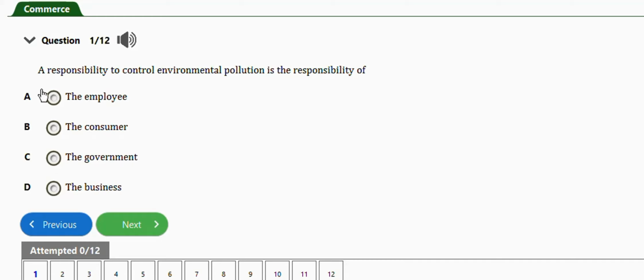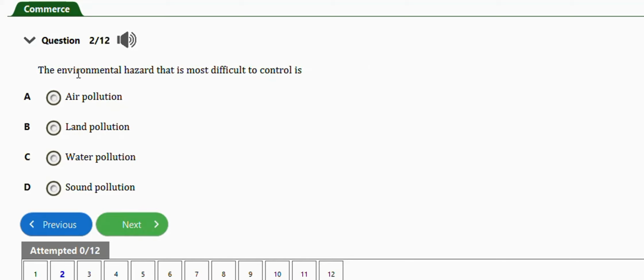The first question says the responsibility to control environmental pollution is the responsibility of the employee, the consumer, the government, the business. The right answer is option D, the business. Next question: the environmental hazard that is most difficult to control is air pollution, land pollution, water pollution, sound pollution. The right answer is option A, air pollution.